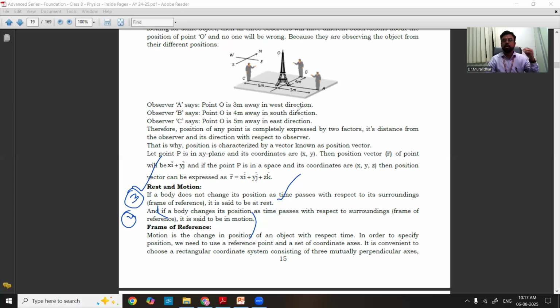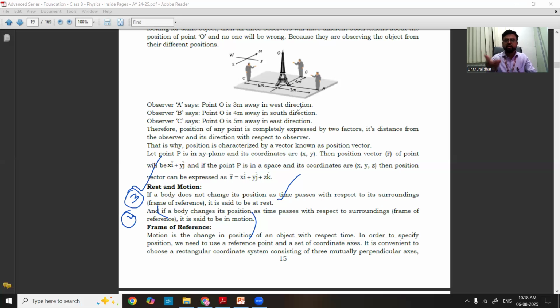When a body is not changing its position with respect to time or surroundings, then the body is said to be at rest. If the body changes its position from time to time with respect to surroundings, it is called motion. These are the two most important terms in the motion chapter, whether motion in one dimension or two dimensions. The basic terms.